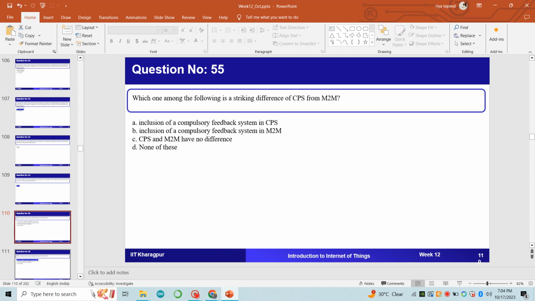Next question is: which among the following is a striking difference between CPS and M2M? Options are: A, inclusion of a compulsory feedback system in CPS; B, inclusion of a compulsory feedback system in M2M; C, CPS and M2M have no difference; D, none of these. Anyone? Option A. Anyone else?